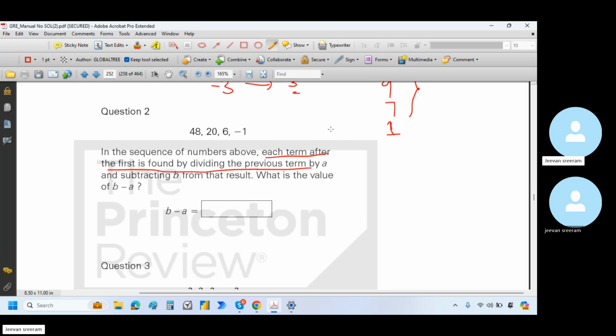Each term after the first means the second term. The second term is found by dividing the previous term, the first term, and then you should subtract. The way I'm explaining is the way you have to understand these sort of sentences in these sort of questions. For example, second term divided by 20 should be gained.